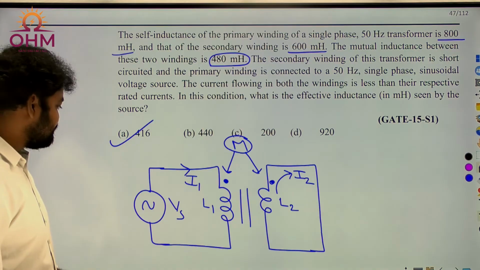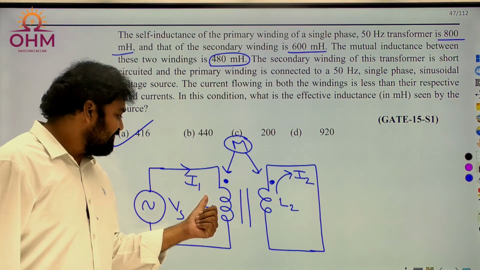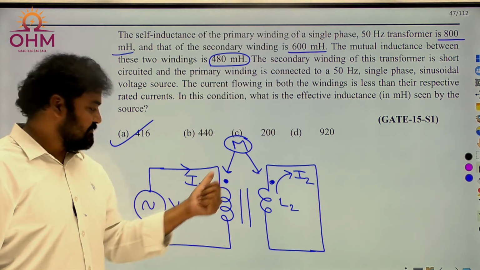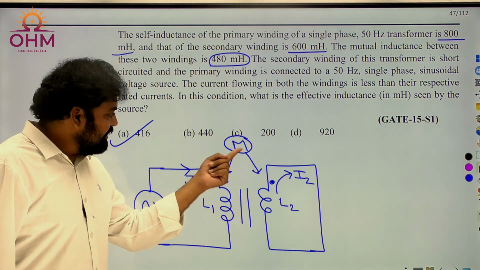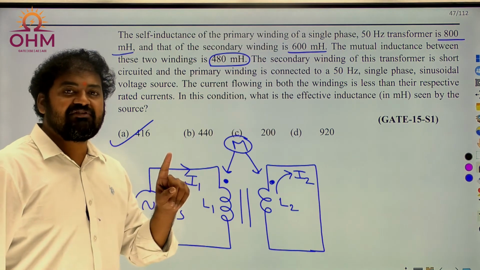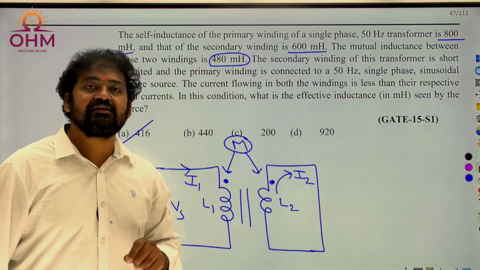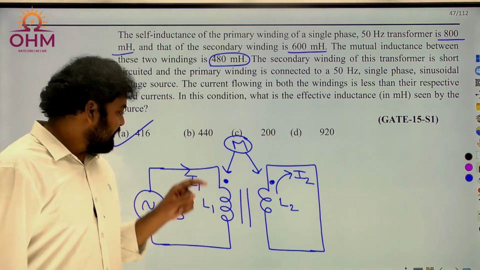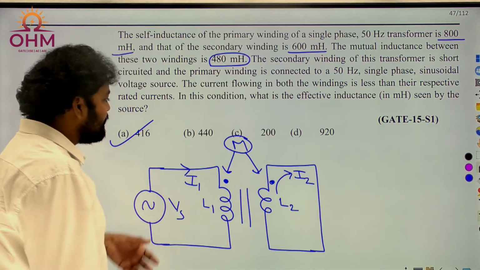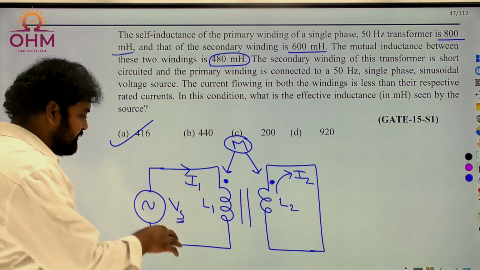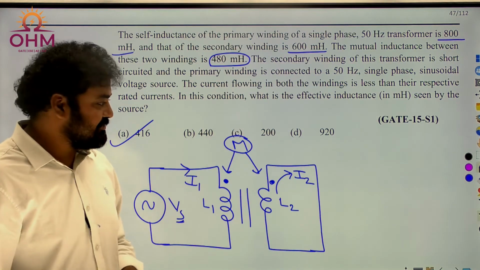So very simple thing I did, I just wrote the KVL equation. Primary winding has two voltages. One is due to self inductance, another one is due to mutual inductance. L1 into di1 by dt, that is self EMF, minus M into di2 by dt. Always remember, mutual EMF is not due to the same winding current, it is due to the other winding current. But why did we write a minus sign there? Because of negative magnetic coupling. Primary side current entering the dot, secondary side current leaving the dot. And finally I wrote the entire equation in terms of supply voltage, that is effective inductance into di1 by dt, and we got the answer 416.